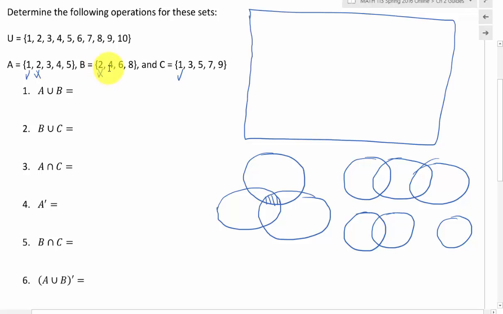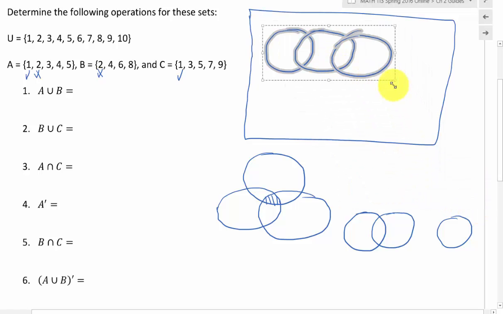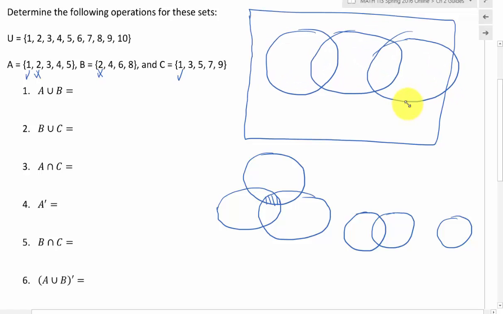But what I have to figure out is, do B and C have elements in common? 2, 4, 6, 8. There's no 2, no 4, no 6, no 8. They don't. So I want to use something like this set notation. So I'm going to put it in here and try to make it a little bit bigger. I hope you don't mind my ugly circles.